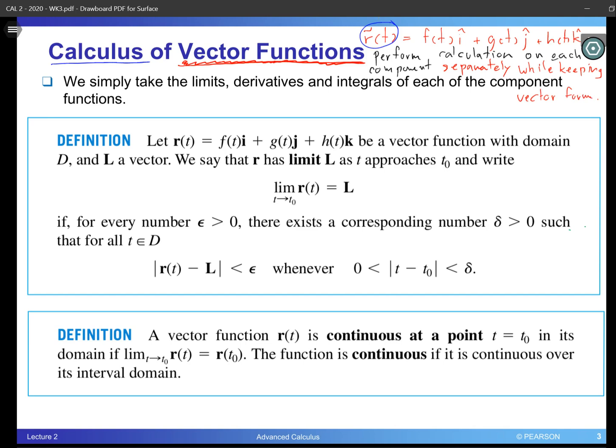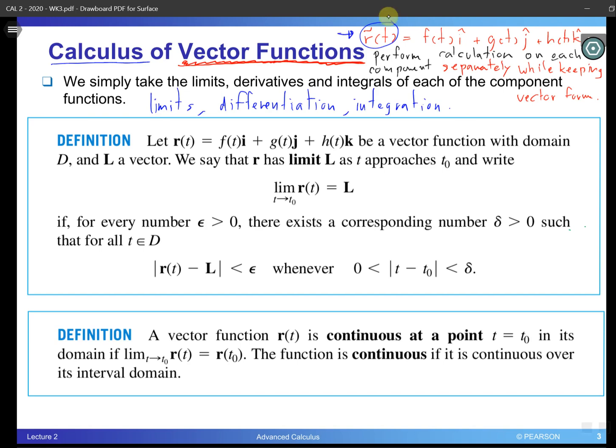Now, what kind of calculations are we talking about? We are talking about limits, differentiation, and integration. All right. So if you want to find the limits of this r(t), all you need to do is find the limits of each component separately, but in the end it has to come out as a vector.